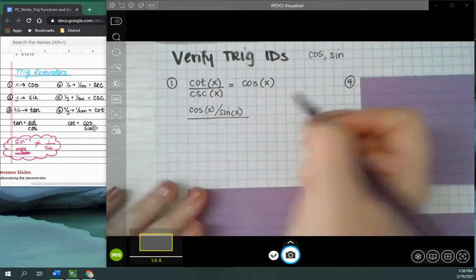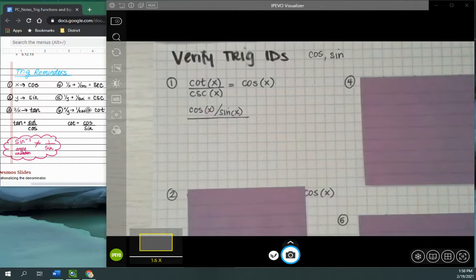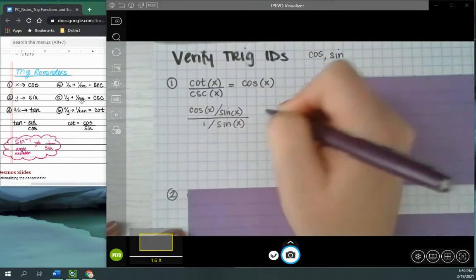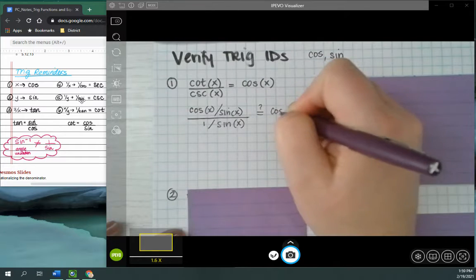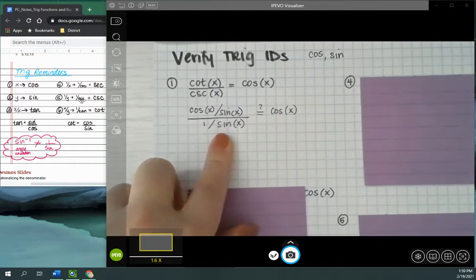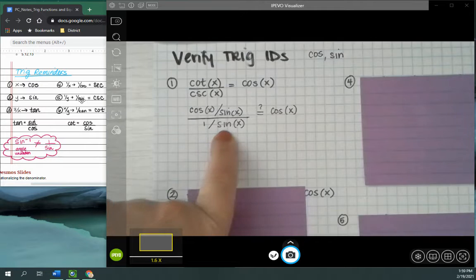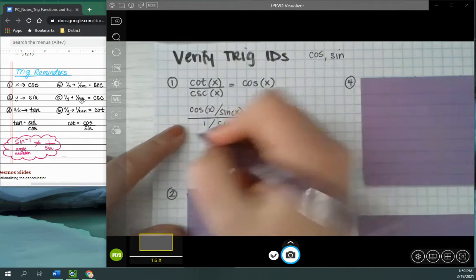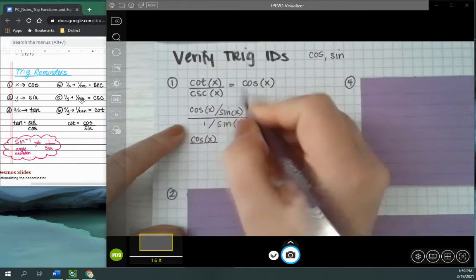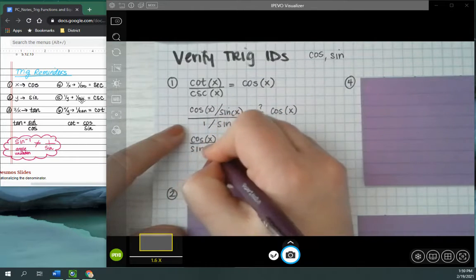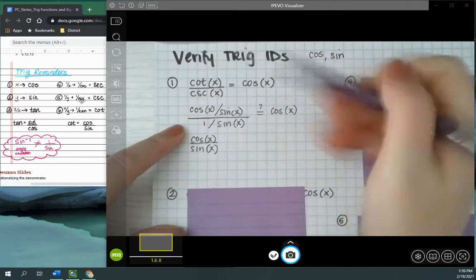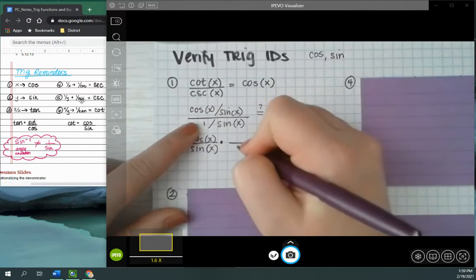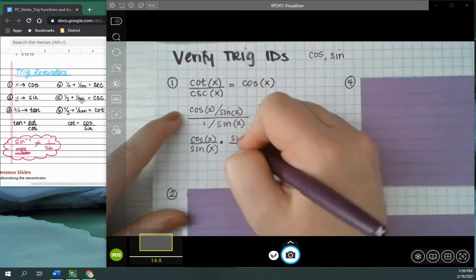And then the bottom of my fraction is cosecant x, and cosecant is 1 over sine. My goal is to verify, can I get this equal to cosine of x? I cannot divide by a fraction. I'm going to need to multiply by the reciprocal. So I'm going to set up the top part as a basic fraction, cosine x over sine x. And instead of dividing by a fraction, we multiply by its reciprocal. So instead of 1 being on the top, we're going to put 1 on the bottom, and then sine x will be on the top.